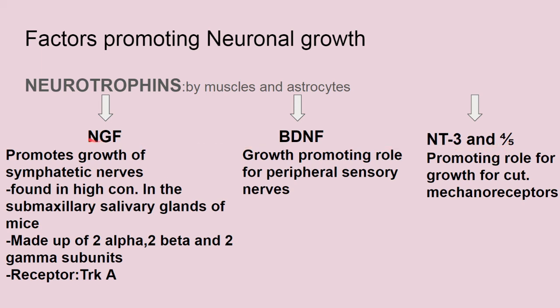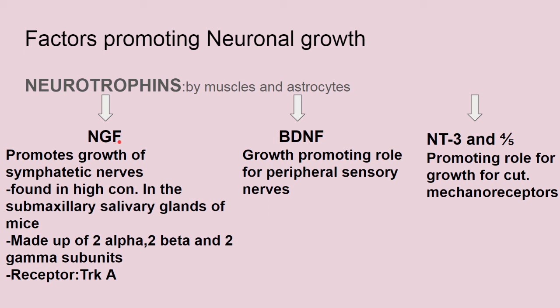Now first of all, the nerve growth factor. It is the first neurotrophin recognized, and it promotes the growth of the sympathetic nerves and some sensory nerves. Just remember this. Promotes the growth of the sympathetic nerves and the sensory nerves. Now it is found in various tissues in the human body and many species of animals, but it is found in high concentration in the submaxillary salivary gland of the male mice. Just remember, the submaxillary salivary gland of the male mice has a high concentration of NGF.